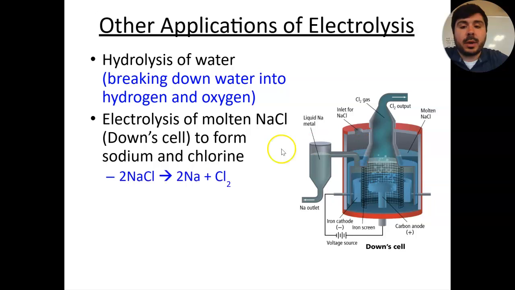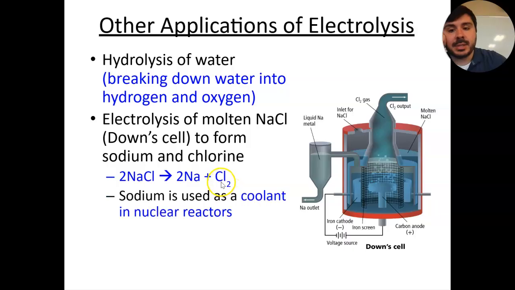This is the whole setup here on the right-hand side. And this is the reaction here, right? We take NaCl, 2 moles of it with a coefficient of 2 here, to produce 2 moles of sodium and chlorine gas, Cl2 gas right here. Now, what's the point, right? Why would we want to isolate chlorine gas and isolate sodium metal, for example, right?